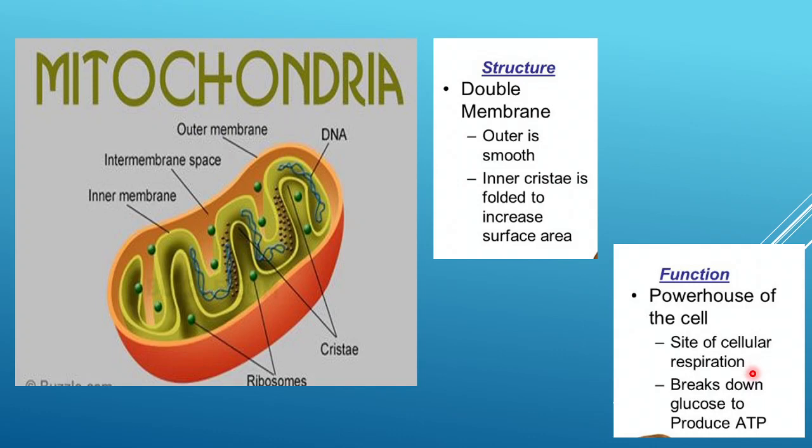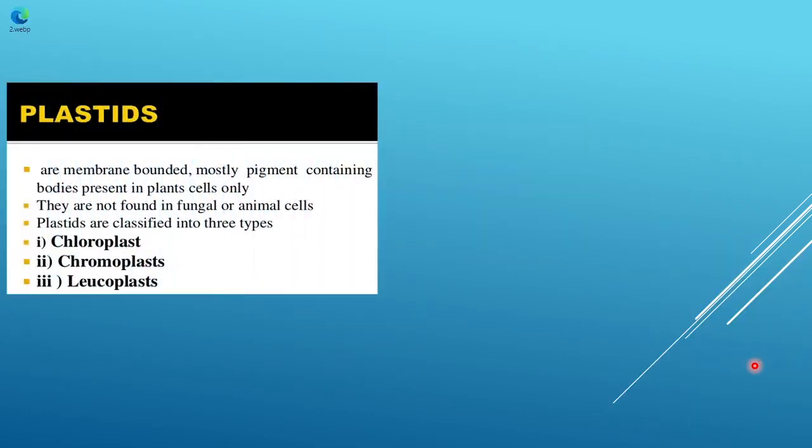How does the cellular respiration take place? By breaking down of glucose with the help of oxygen to produce ATP, that is the energy molecules. It not just produces the energy, but it can also help in the release of energy as well as storage of energy. Next cell organelle that we talk about is plastids.